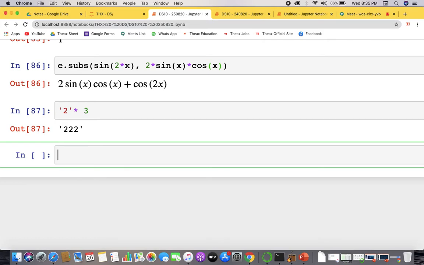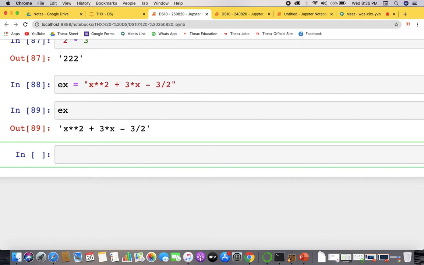So instead of getting a numerical value, we are getting strings, right? But if we have some strings and we want values to be given, let's say this is an expression, expr, and we write it as x squared plus 3x minus 3 by 2. So what is this expr exactly? It is x squared plus 3x minus 3 by 2.